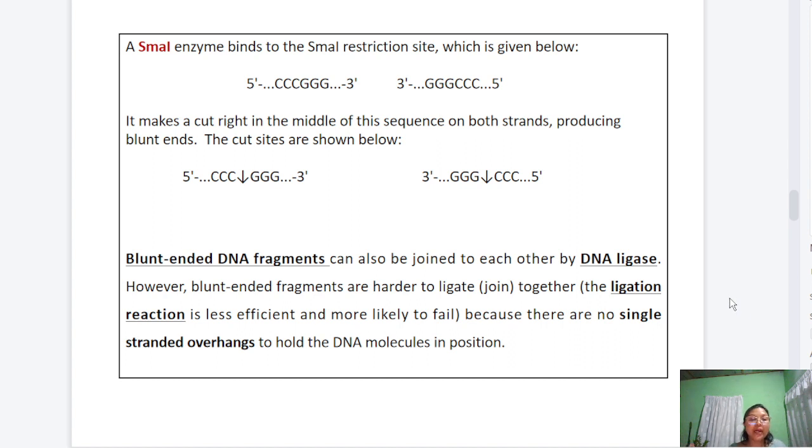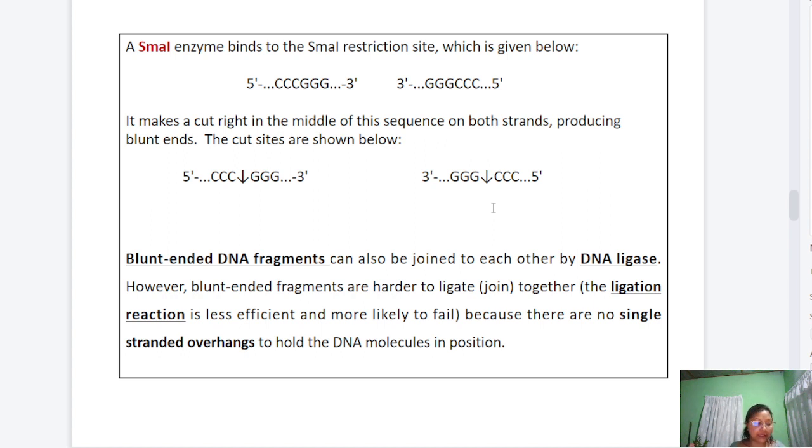Okay, so the SmaI enzyme binds to the SmaI restriction site, which is given as follows. You can see the recognition site for SmaI is CCCGGG, and 3' to 5' it reads as GGGCCC. So it makes a cut right in the middle of the sequence on both strands and produces blunt ends. You can see the cut site is between cytosine and guanine, and even in the other strand it is guanine and cytosine, so it cuts exactly in the middle. There are no overhangs produced by this enzyme.